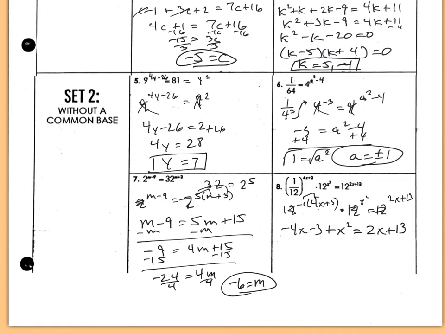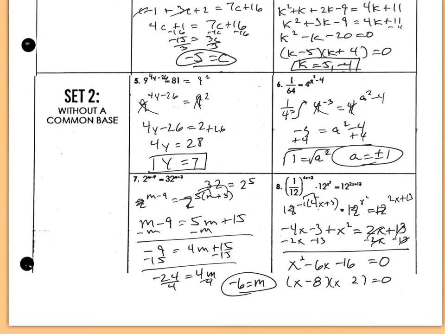Now we have x squared and x, so I'm going to move all this over to here. I'm also going to write this in a better order because this equals 0 now. So we have x squared minus 6x minus 16 equals 0. And now we can factor this. Multiply to get 16, so 8 times 2, negative 8 plus 2. So we get x equals 8 and negative 2.